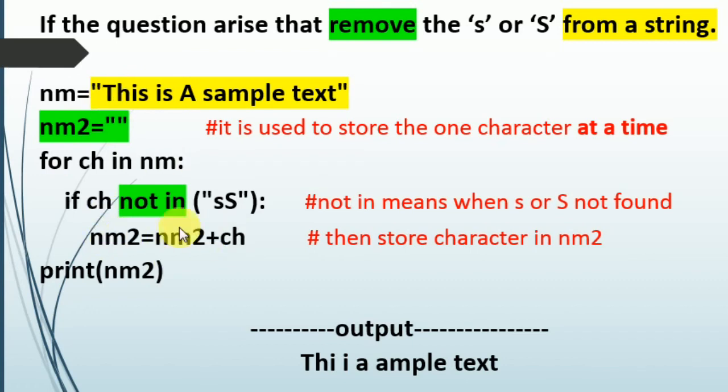Next time when it is going to read the second, the ch is going to read h, so that h is going to be in place of this ch, and this nm2 will show you that T and h is going to overwrite to nm2. Like this process goes on until it reaches the last character. Except these 2 s, all the characters are going to be concatenated to nm2. When we display nm2, it will display us the output like this. I'm going to show you that practically also.